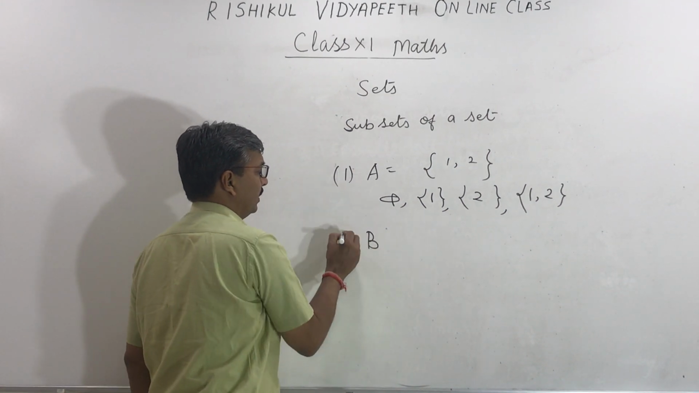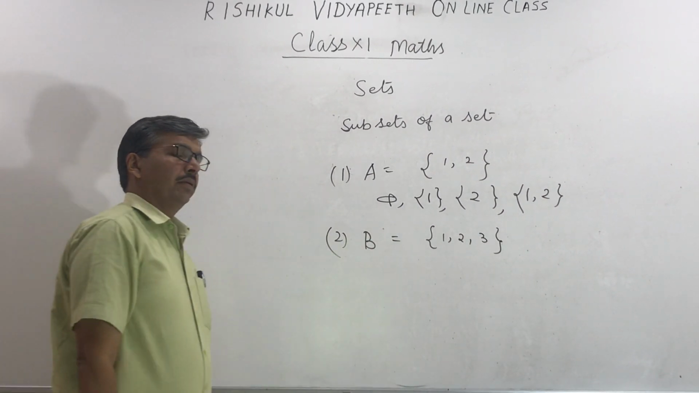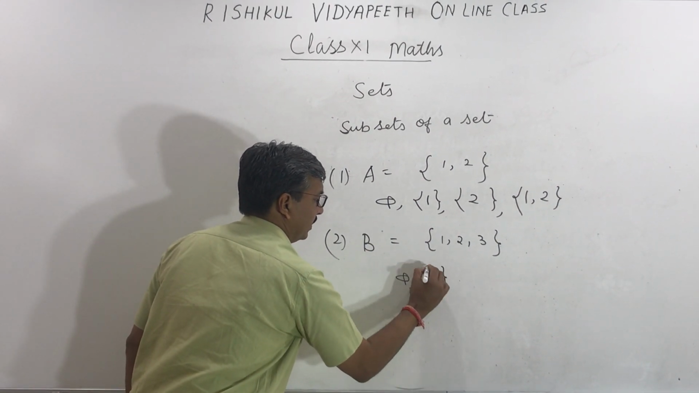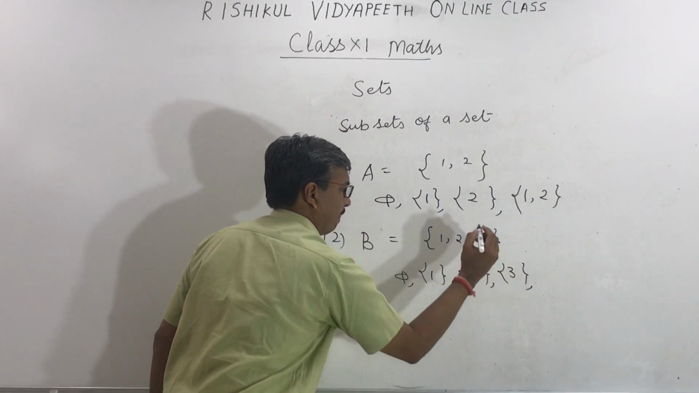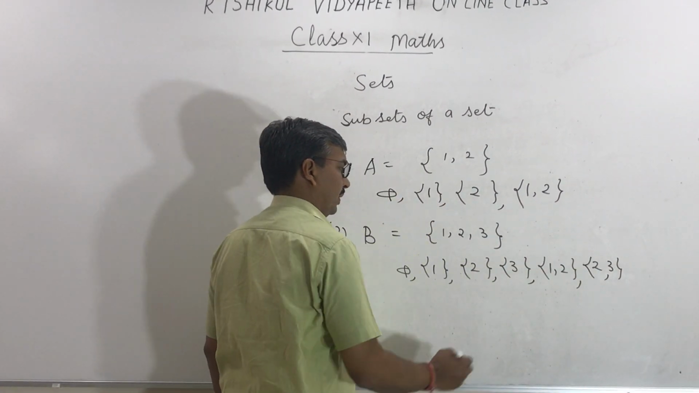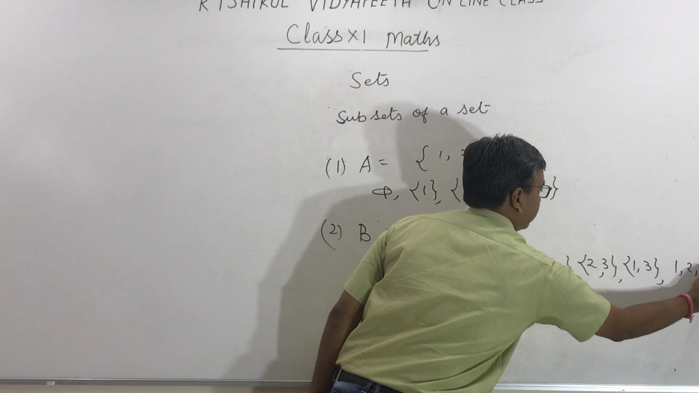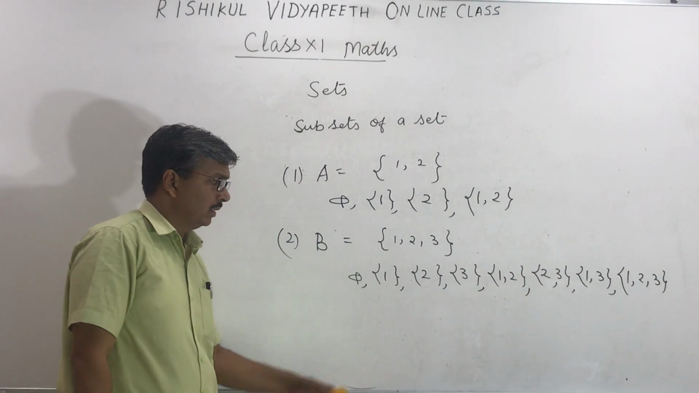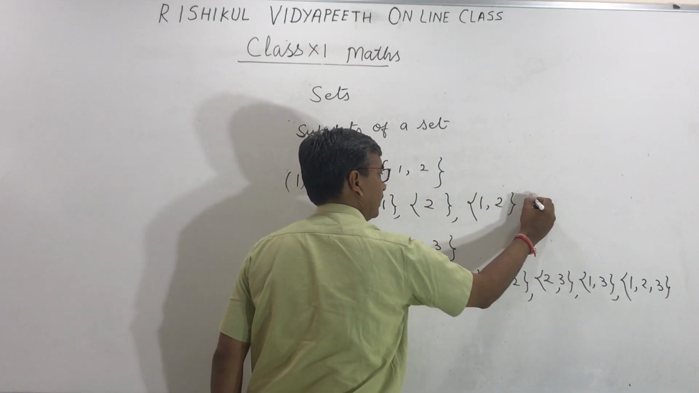B is 1, 2, 3. We will write all subsets. First is the null set. Second is {1}, {2}, {3}, {1, 2}, {2, 3}, {1, 3}, and {1, 2, 3}. 1, 2, 3, 4, 5, 6, 7, 8. How many subsets are there? 8.